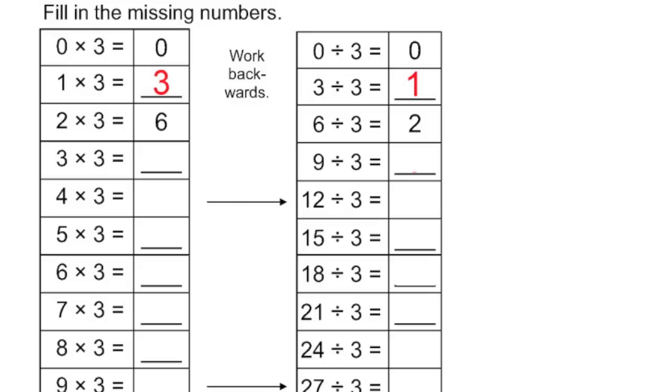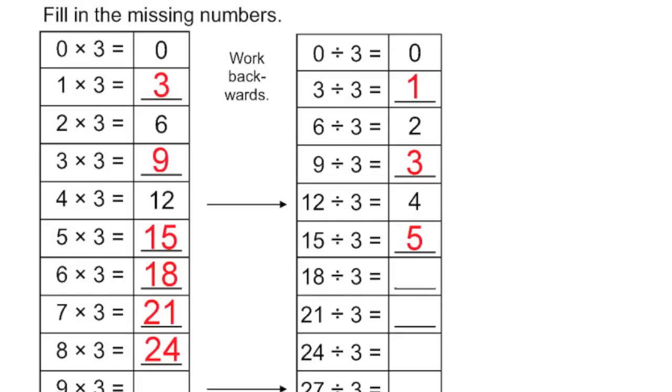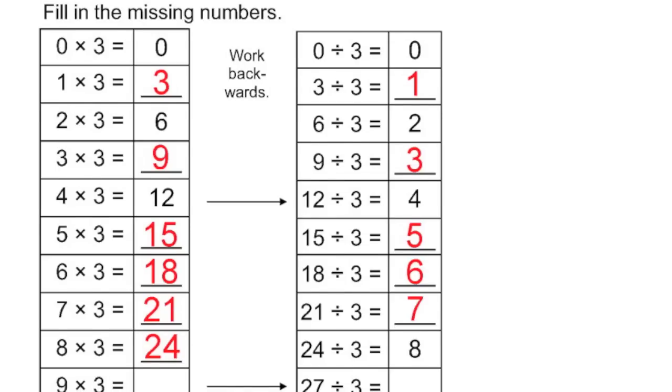3 times 3 is 9, so 9 divided by 3 is 3. 4 times 3 is 12, so 12 divided by 3 is equal to 4. 5 times 3 is 15, 15 divided by 3 is 5. Let's go ahead and do a couple more at a time here. 6 times 3 is 18. 7 times 3 is 21. 8 times 3 is 24. So if I went backwards on each one of those, I would get an answer of 6, 7, and 8.